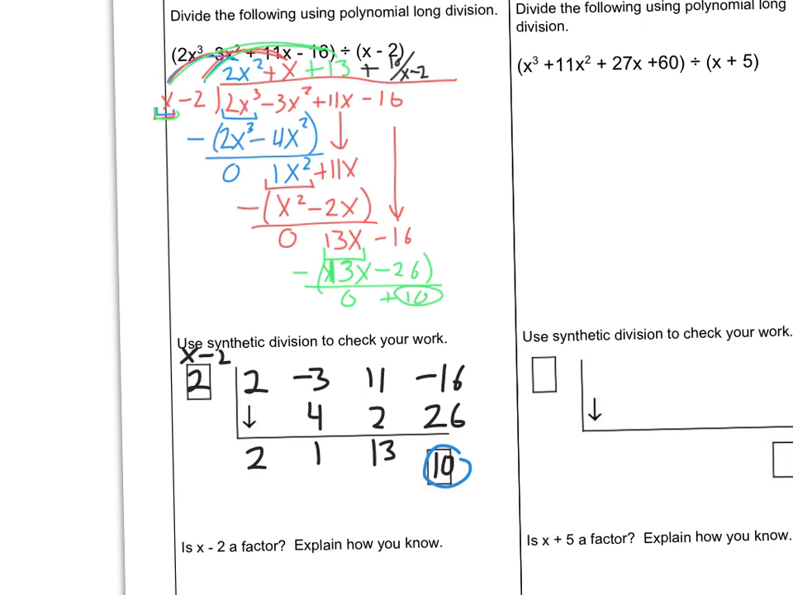If you only did synthetic division, you also need to show that this is going to be 10 over x minus 2. We've got a plus 13 for our number. We've got a plus 1x. Then we've got a plus 2x squared.